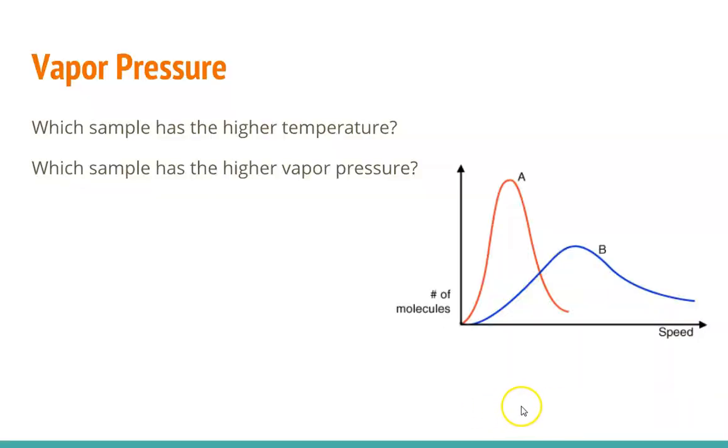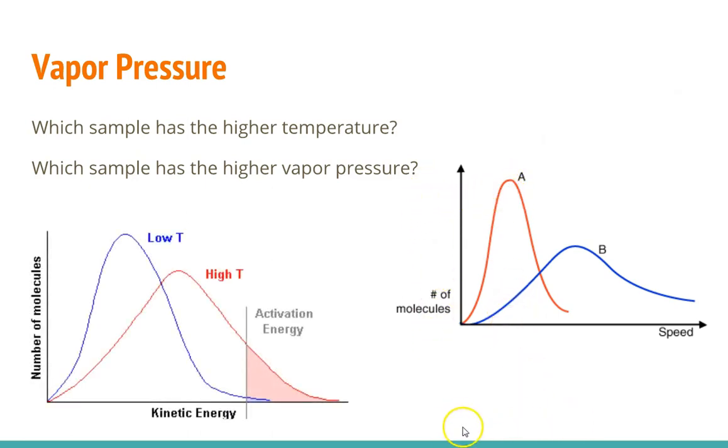So when we go back to this, the B curve is actually at a higher temperature. And because it's at a higher temperature, you would have a higher vapor pressure with that one as well. In A, there's a higher number of molecules moving at a slower speed. This is another way to represent it.